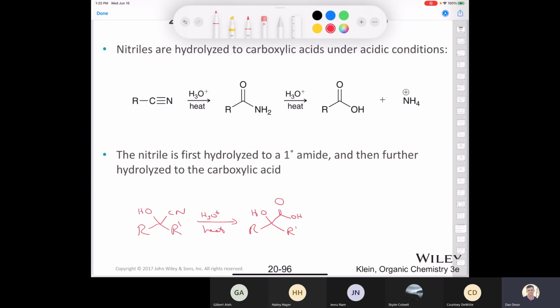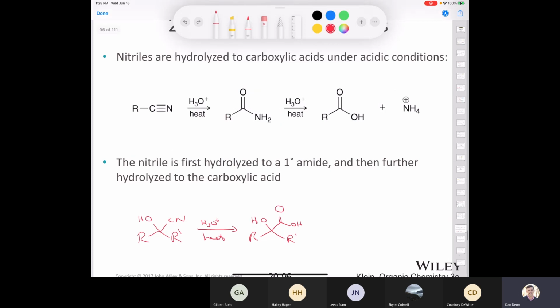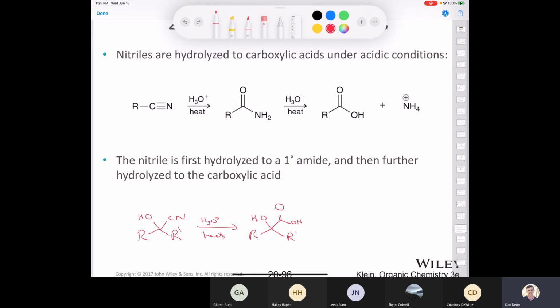So it should come as no surprise to you that you can treat a nitrile with aqueous acid and you can make a carboxylic acid. However, it passes through a primary amide. I've never done this reaction in my life, I don't think. At least I don't remember it. And I think that the primary amide might be difficult to isolate. I'm not entirely sure about that, but kind of an interesting reaction there.